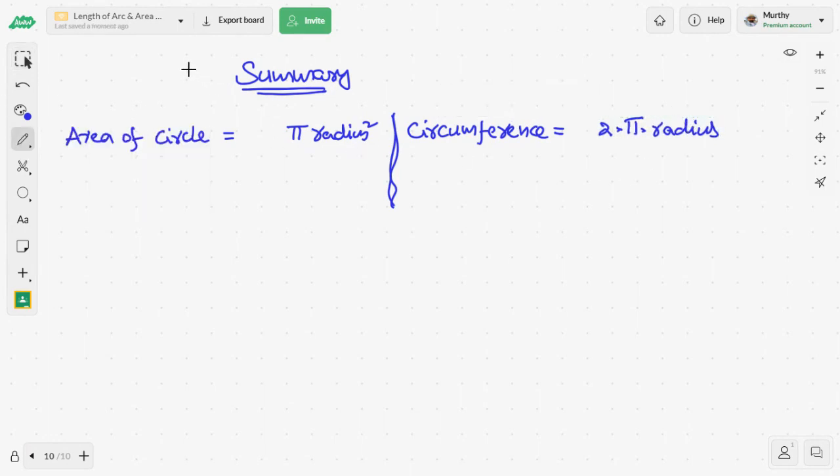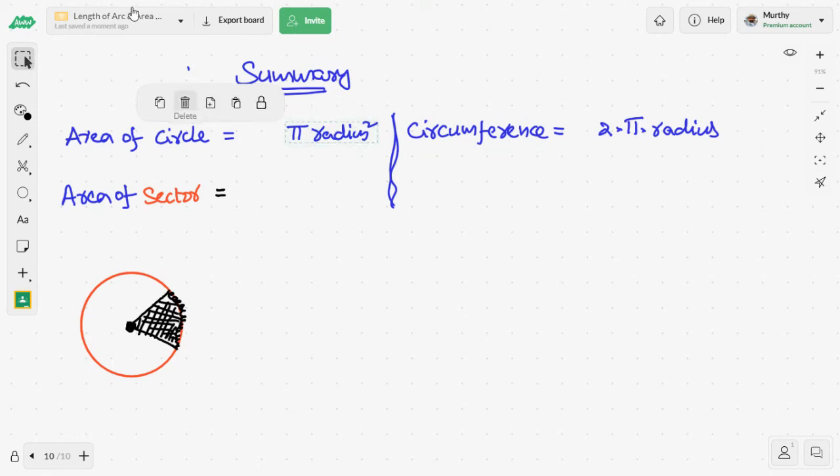Now if you are computing area of sector, please remember, if you take a circle, let me draw here, the area enclosed between two radii and the arc is known as a sector. It is something similar to a pizza slice. We take almost the same formula, but we are not computing the full circle area. Therefore, central angle over 360 times pi times radius square.